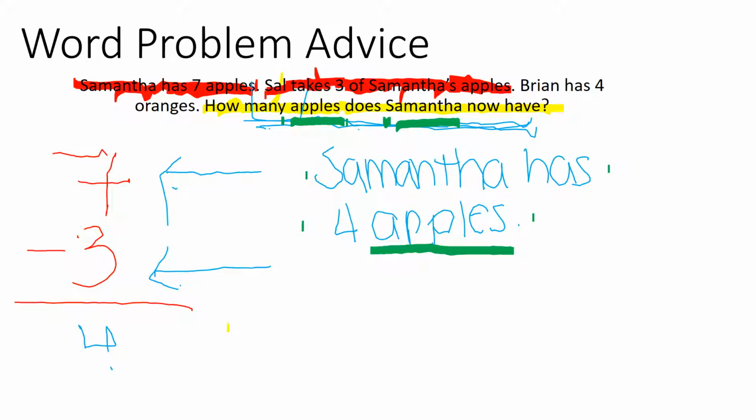Now, this random sentence right in the middle here, Brian has 4 oranges, has nothing to do with our question. Sometimes when people write math questions, they'll throw in extra information, what we call extraneous information. This information is to throw you off and try to trick you into a different answer. But I'm confident that you can overlook that and see the information you really need, which is how many apples Samantha starts with, which is 7, and how many apples Sal takes away, which is 3.